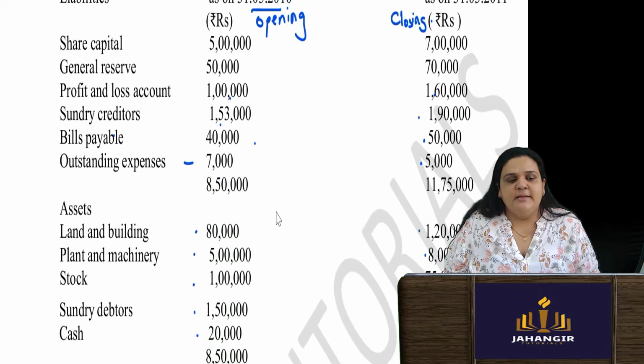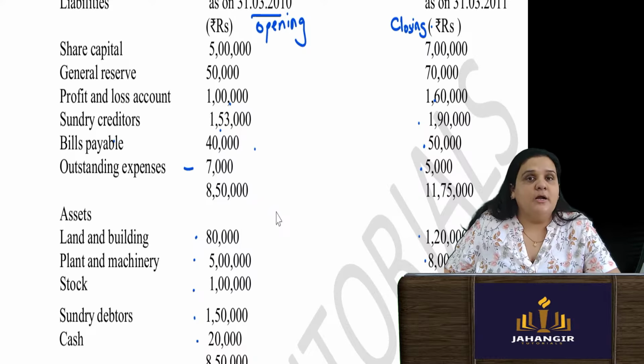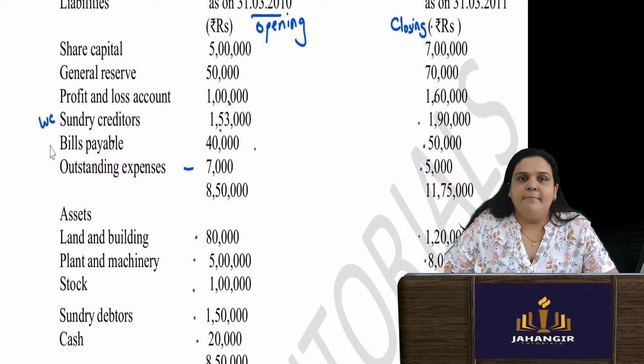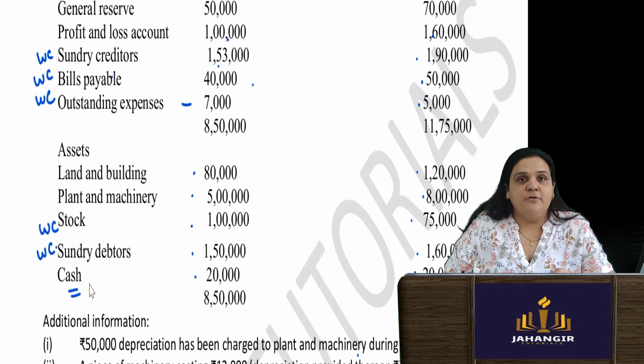Now, whenever these types of sums are there, working capital related items, we will take in the working capital changes. Working capital is your current assets and current liabilities. So sundry creditors, working capital; bills payable, working capital; outstanding expenses, working capital; stock, working capital; sundry debtors, working capital. Cash, we will take in cash and cash equivalent. So we have 5 items of working capital changes. I'm just putting it in the balance sheet for you all to understand the bifurcation.